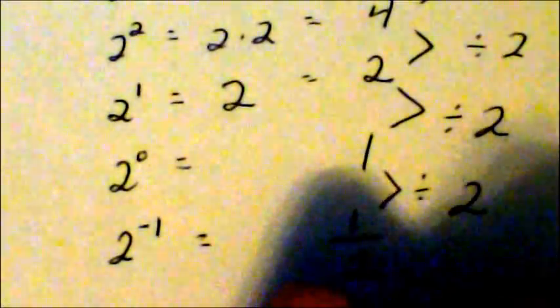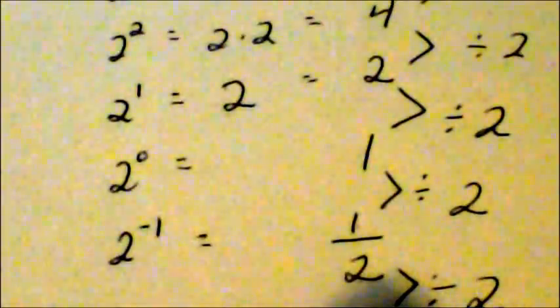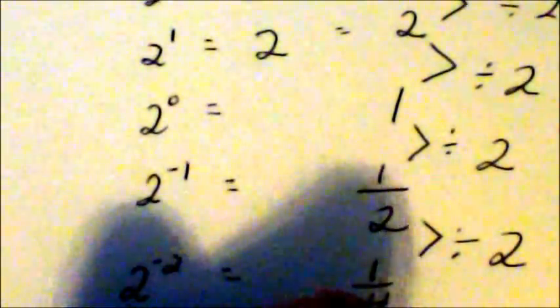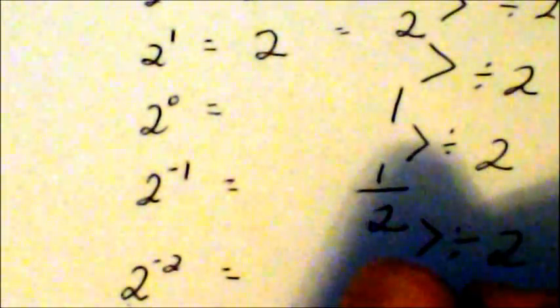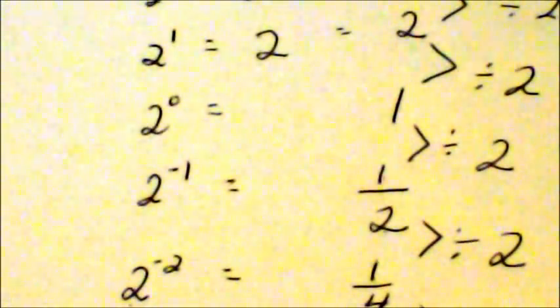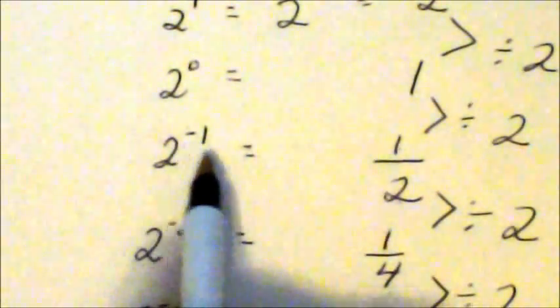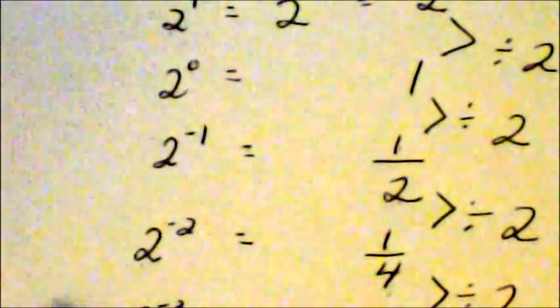It's 1/4, right? And 2 squared is 4. 2 to the negative 3. What's 1/4 divided by 2? It's 1/8, which is 2 to the 3rd power. Do you see how when we get to the negative numbers, all we're doing is putting a 1 over whatever this is equal to?